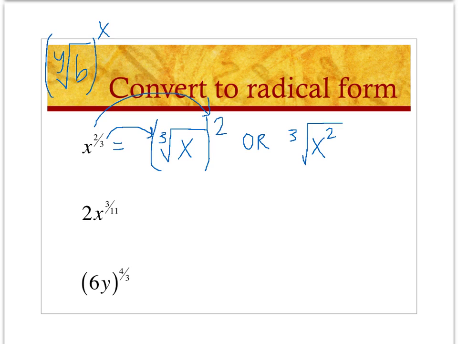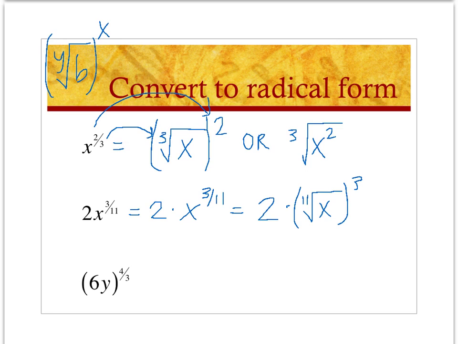For the second example, it's 2 times x to the 3/11, I'm sorry. A lot of people make mistakes with the coefficients, but you need to remember that this is really 2 times x to the 3/11. So only the x gets that 3/11. So what our answer here is going to be is 2 times, we can't do anything with the 2. We put the x inside the root. Remember, we take the denominator, the 11, so we take the 11th root of x cubed. And that's as simple as you can make that. That is in radical form.